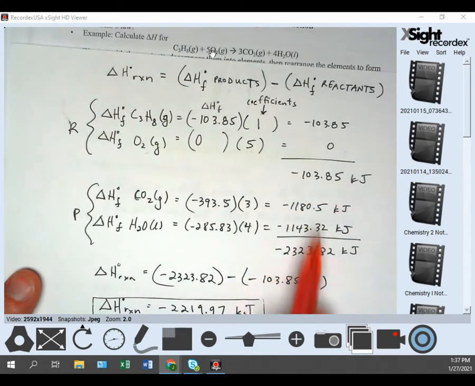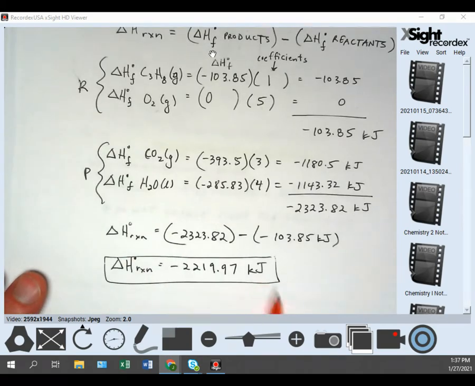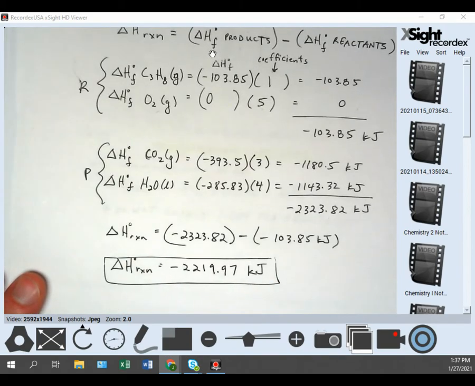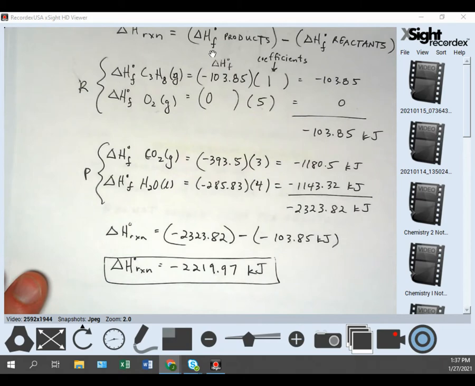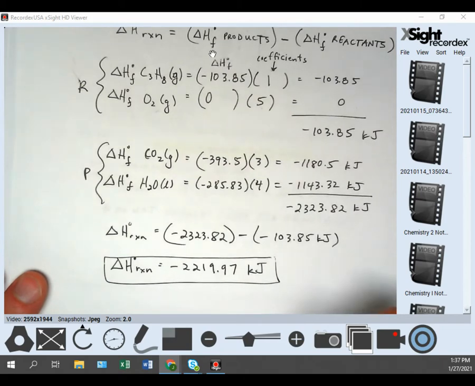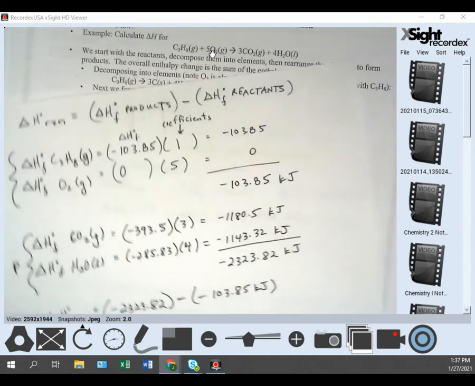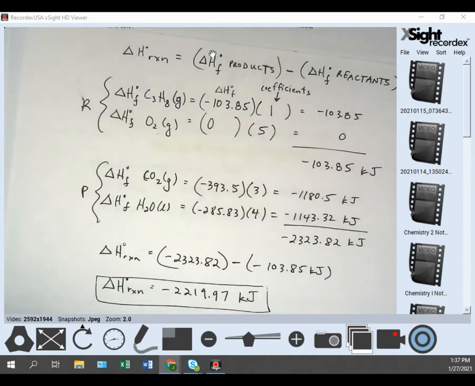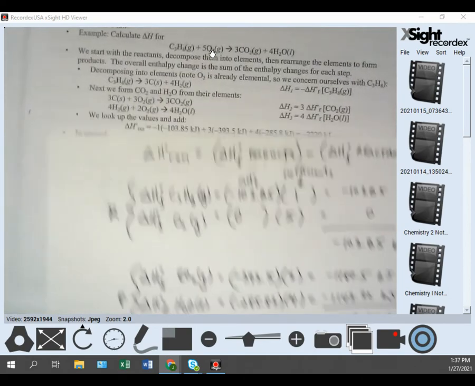You got to be careful here. My reactants are a negative, right? So it's minus a negative. And we add them, we get the delta H formation for the whole reaction. Okay, does that make sense, at least looking at it? Questions so far? Okay, now let's actually walk through one. I think it'll be even easier to understand when we do that.